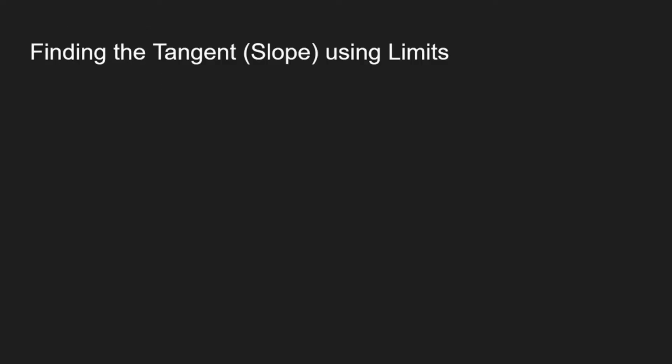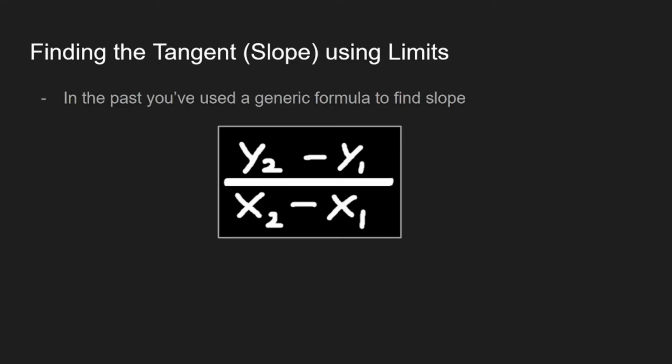Let's change focus for a minute and talk about finding the tangent of a line. In the past, we've used this formula to find it. This requires 4 separate variables to solve and is very time consuming. It also can't give us an accurate tangent at a point.